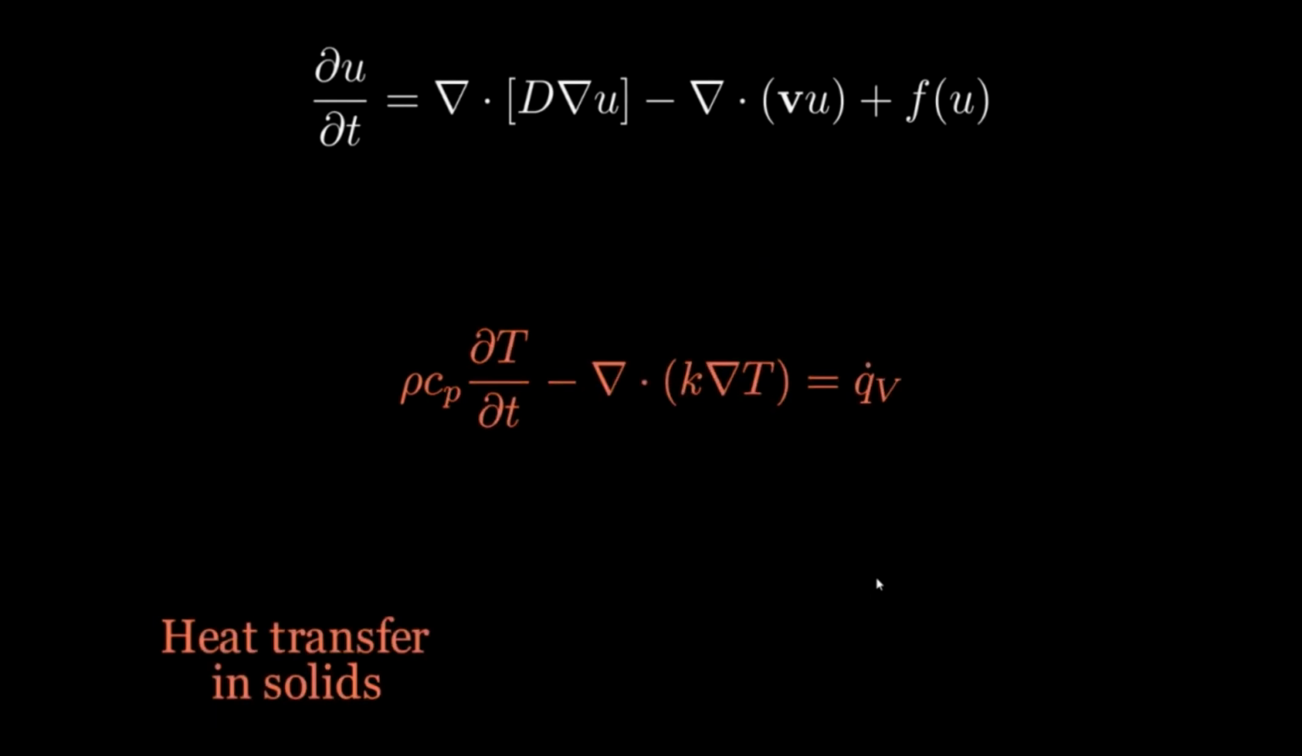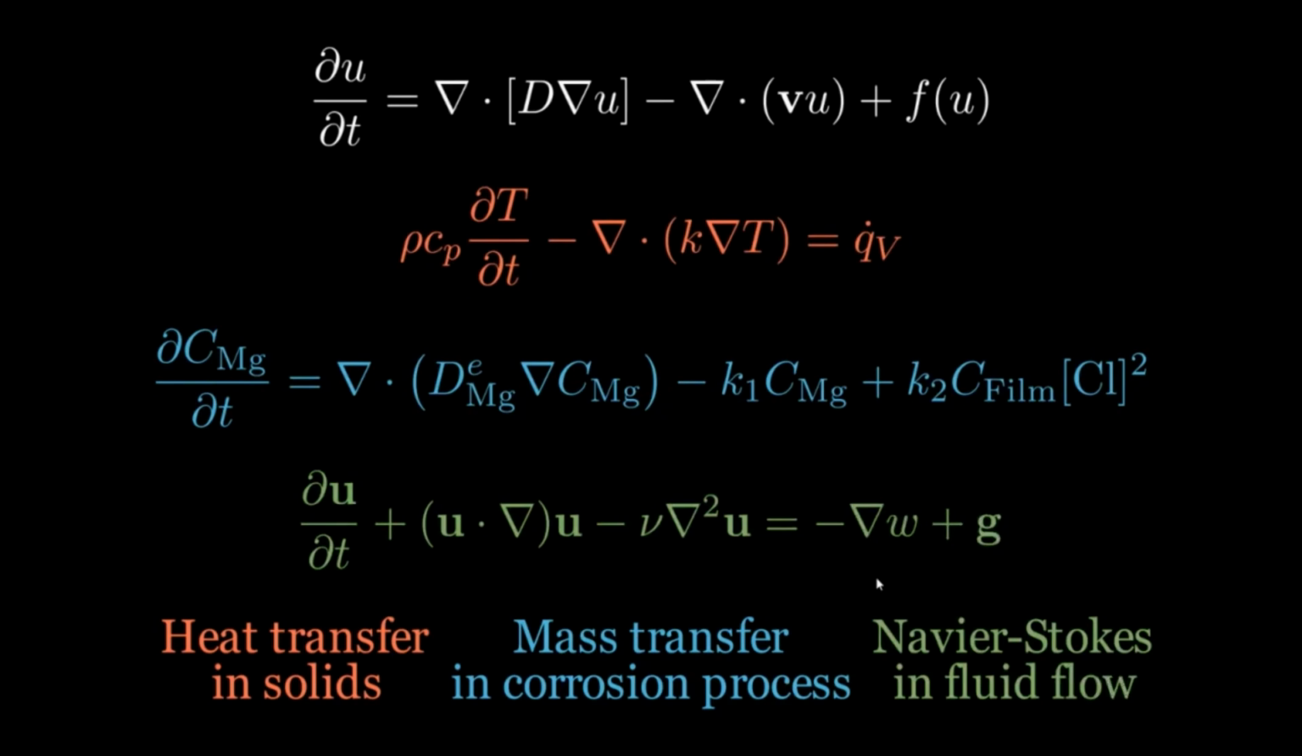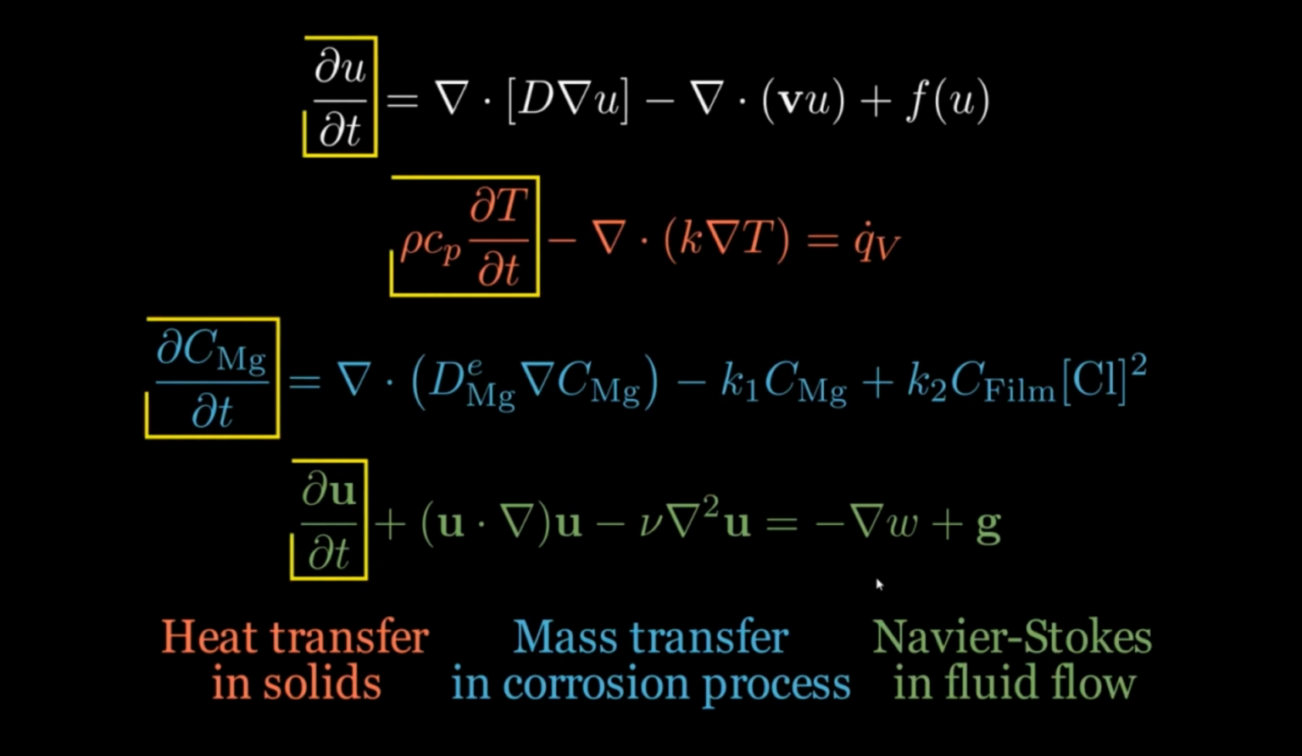So, a couple of examples on that. We have heat transfer in solids, the famous equation for heat transfer in solids, and the mass transport in a corrosion process, which is related to my PhD work. In this case, magnesium corrosion, and Navier-Stokes for fluid flow. And as you can see, the same pattern is here.